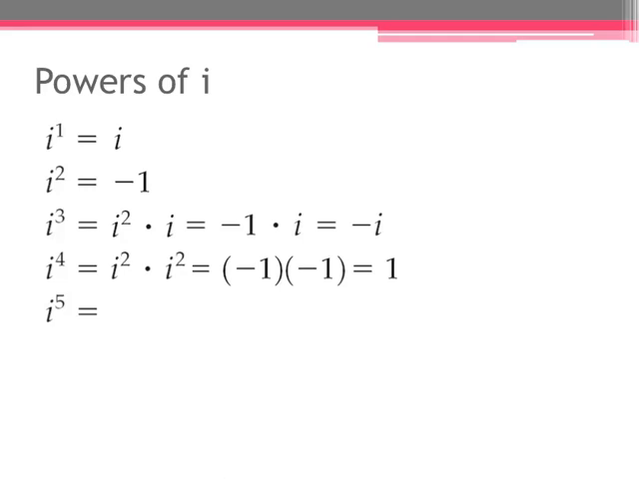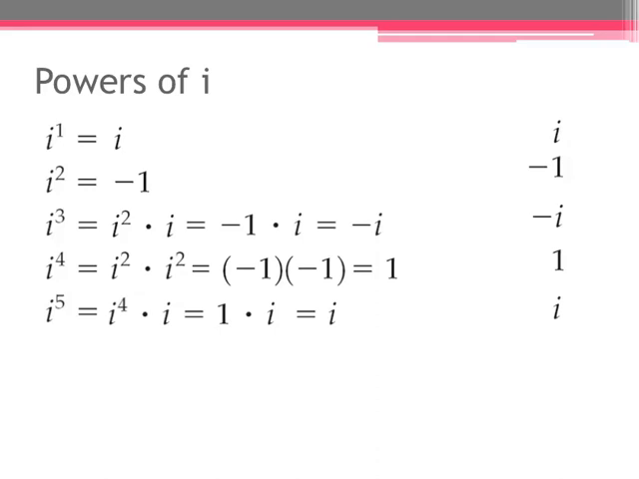All right, i to the fifth. This is the same as i to the fourth times i. i to the fourth we just found is equal to 1. So this is equal to 1 times i, which is equal to i. So up to this point, we've seen that this goes i, then negative 1, then negative i, then 1, and then it's back to i.